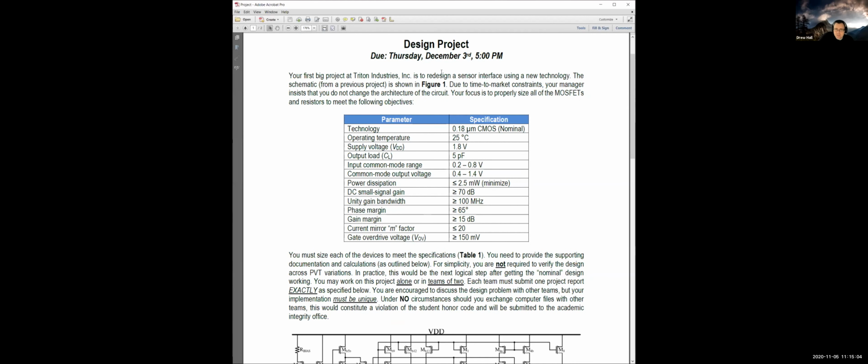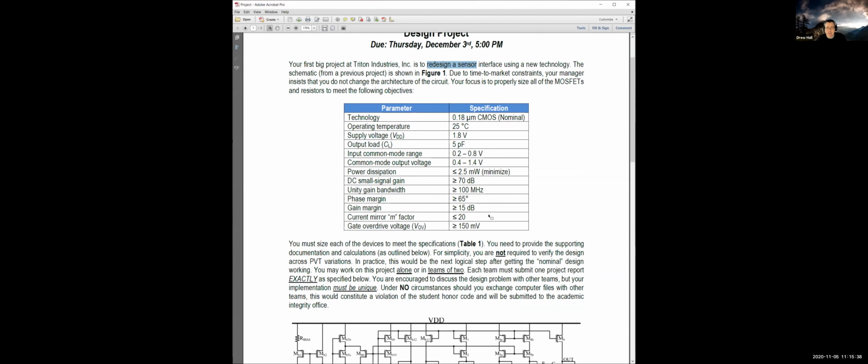So what we're going to do is you're going to redesign a sensor interface using a new technology. So in industry terminology, this would mean that you're porting a design from one technology to another. So for example, let's say that you joined Apple and Apple was moving to the new 5 nanometer process. They may have a design for an amplifier that worked in 12 or in 14 nanometer, and they want to port or translate that down to 5 nanometer. So that's kind of your idea here.